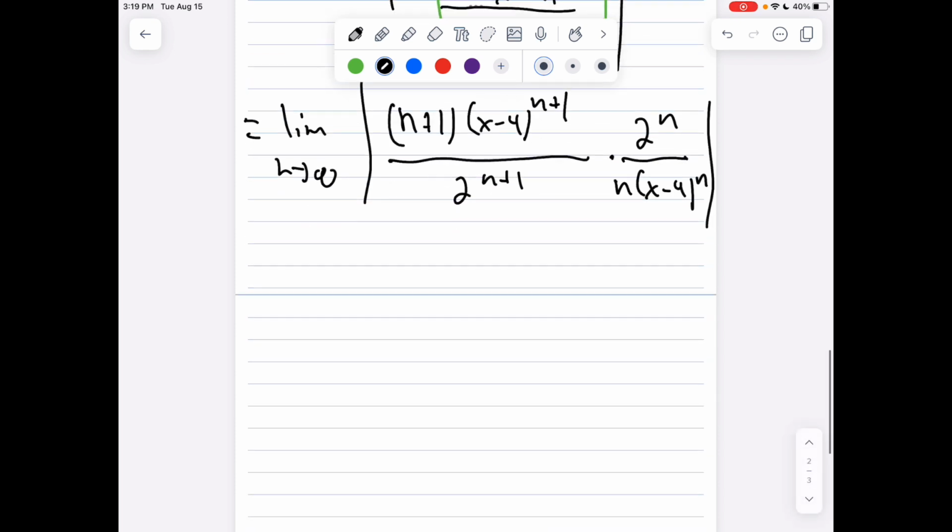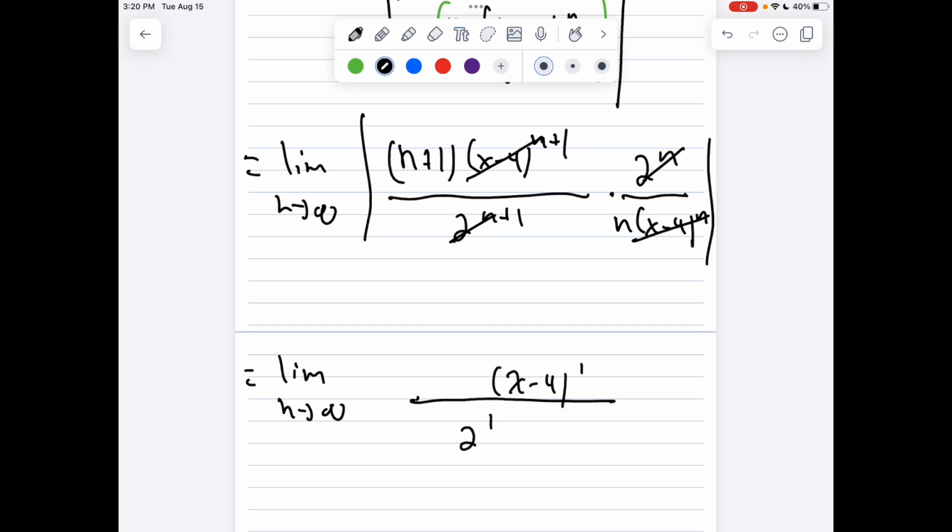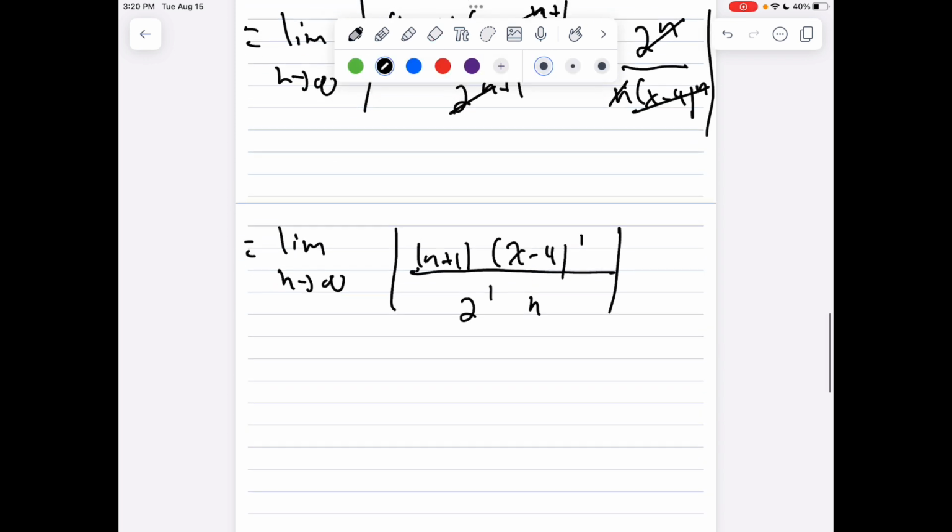And what we're going to do here is simplify a bit. Simplification basically means cancellation here. So for example, there's a 2^n here, there's a 2^n that can cancel. You'd have a 2 to the first left. You would have an (x minus 4)^n that can cancel there, and you would have an (x minus 4) left to the first on the top. The n plus 1 and n do not cancel because n plus 1 and n are different terms.